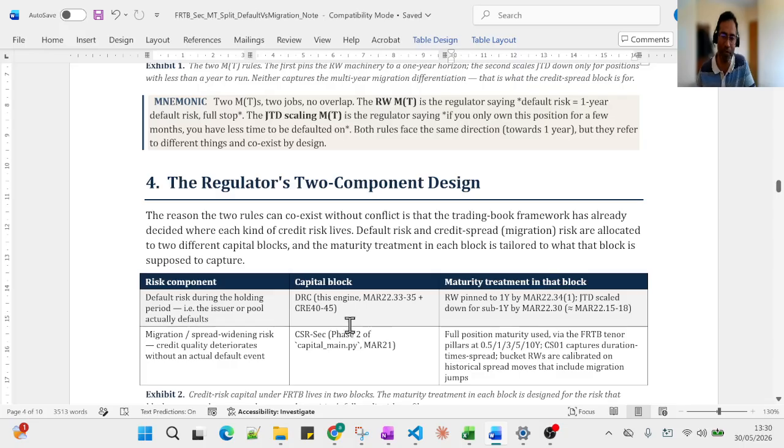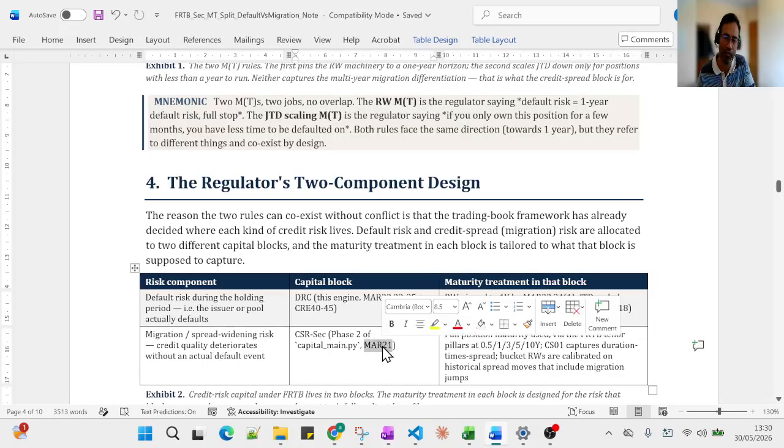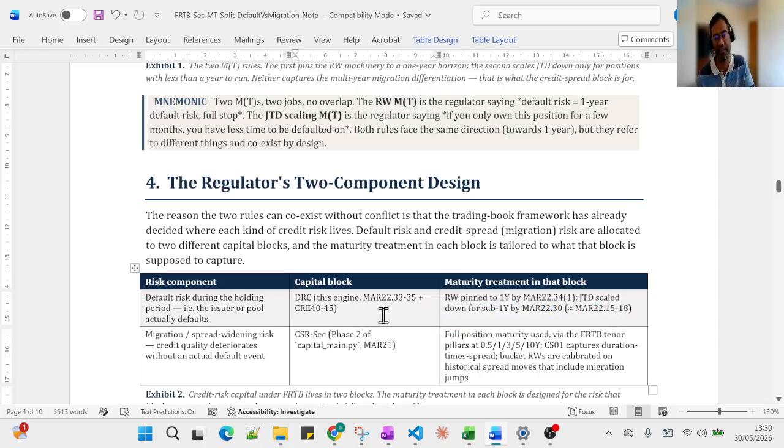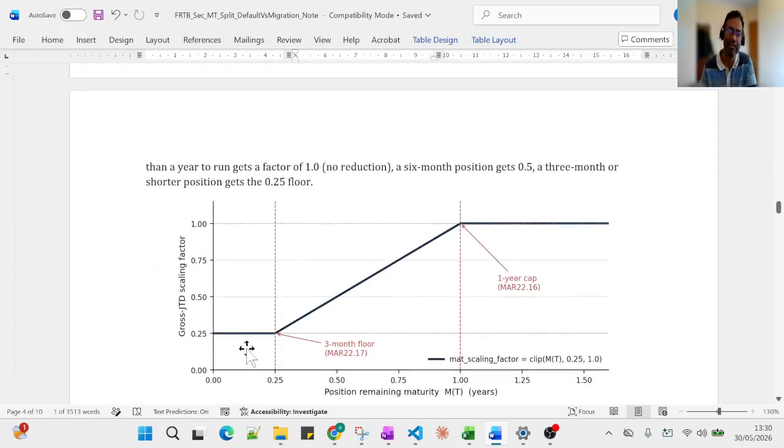Again, this is the major distinction. Okay, two components. So this is explained here. That is MAR 22. Okay, if you're looking into credit spread, migration risk charge, credit spread movement charge, it just stays here. Okay, and this MAR 22 is different, my friend, and here I am explaining the scaling factor for both securitization and non-securitization, including equity. So that it is capped at 1 year, and the floor is 3 months. It is in MAR 22.